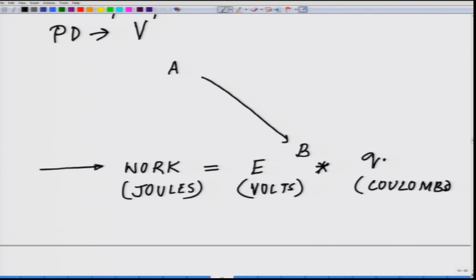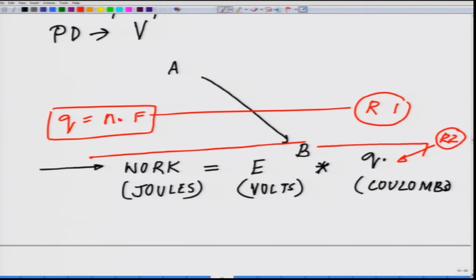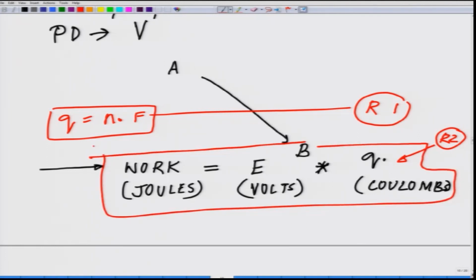If you remember the first relation we talked about, just a recap. Q is equal to N F, right. So, this was our relation 1. Now, this is our relation 2, the second relation. Work is equal to the voltage or the electric potential difference multiplied by the charge, E q. So, this is our second relation what we have to remember.